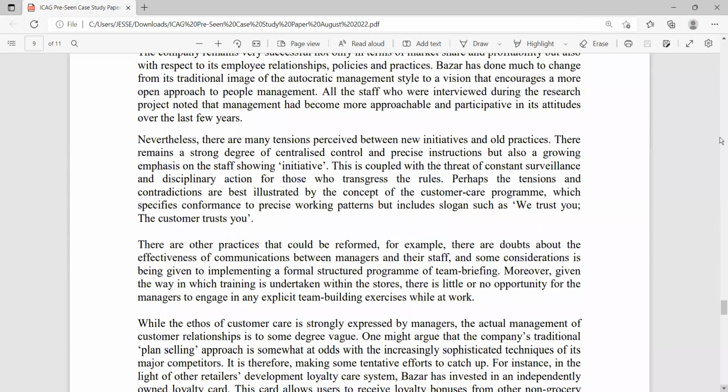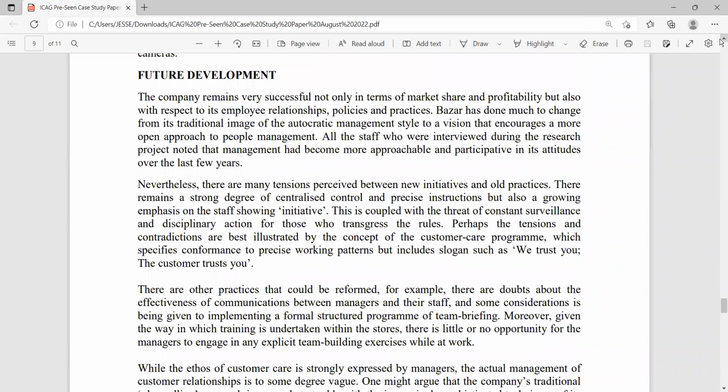Now take note of the pointers I'm mentioning and just brush up on them. The company remains very successful, not only in terms of market share and profitability, but also with respect to its employee relationships. Bazar has done much to change its traditional image from an autocratic style to a more people-related style. We talked about leadership style extensively in our previous sessions, so it's important to go back to those sessions if you haven't watched them.